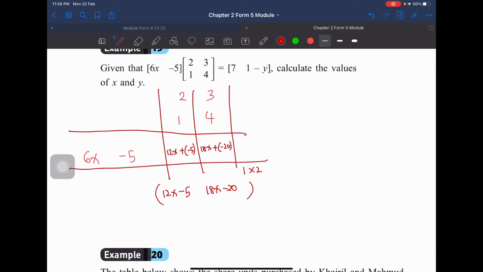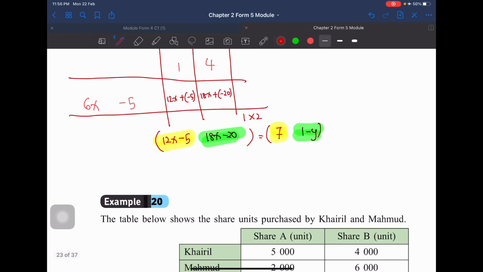Okay, is it correct? I know that this matrix is equal to this matrix [7, 1 minus y]. So it means if I solve this part, the answer is 7, and if I solve this part, the answer is this. Okay, so which one must you solve first? Try to solve the problem with one unknown only. Look at this yellow part, you only have x. If you look at the green part, you have x and y, so it's more complicated. So try to solve the yellow first.